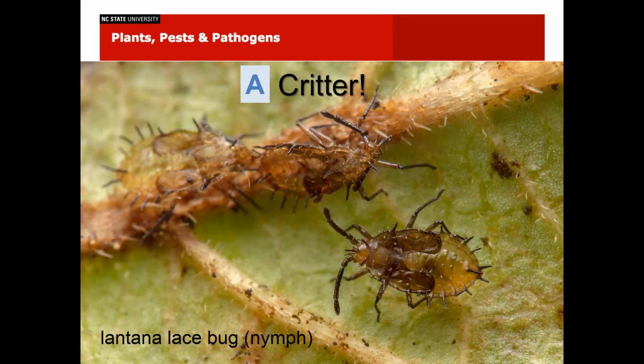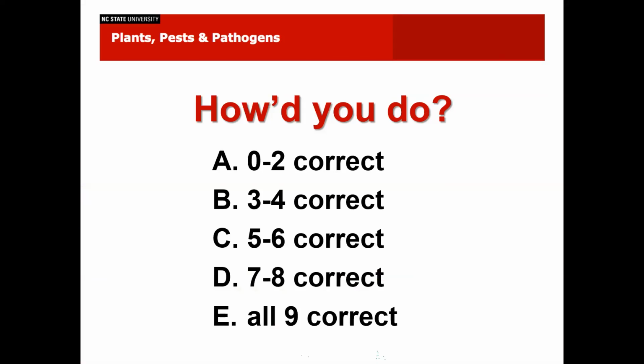So after we tally it up, I'm going to just talk a tiny bit more about Lantana lace bug and then about a few more insects real quick before we get to Mike. But how about this? Let's tally it up. So how did everyone do? So I'll launch a poll. Let's see. We'll launch A through E. All right. So how did everybody do?